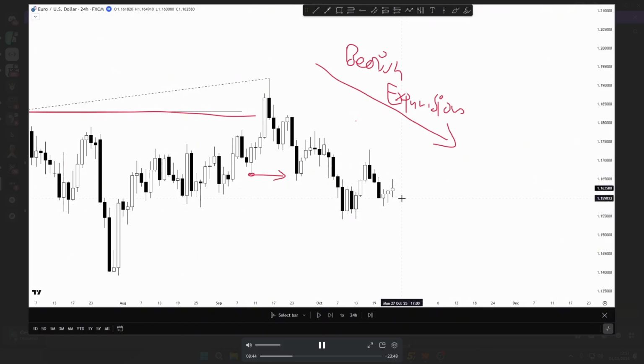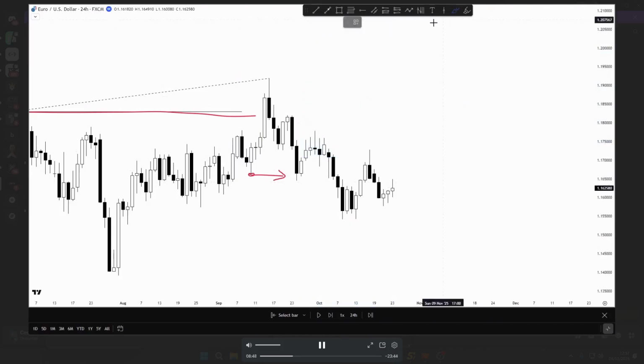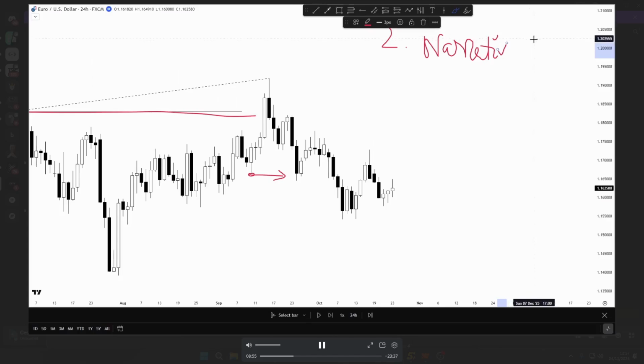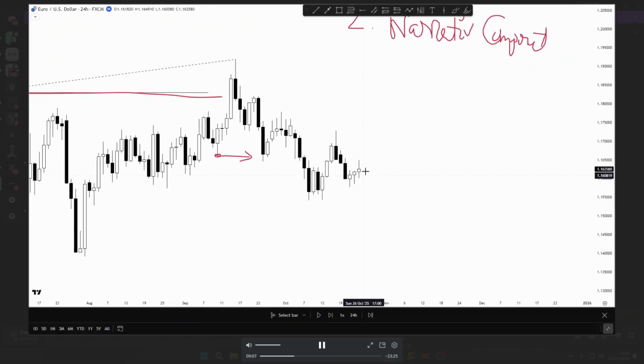We determine that with the help of what? With the help of the second component, or the second step, which is the narrative component. We do that through the narrative component. Okay, so now I'm going to use the ideas within the narrative component and help you understand how I established a directional bias from that bearish directional idea that we built earlier, and how I reached the conclusion regarding that.